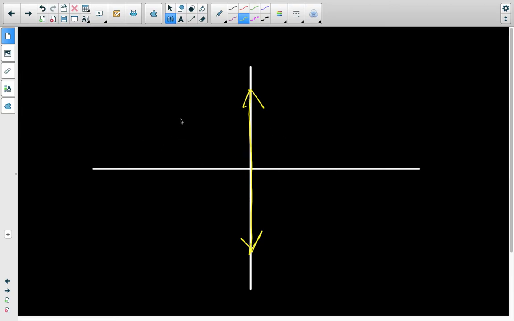And I'm going to pick an image. Now I'm going to pick an object that's really close. So here are my focal points. And I'm going to pick an object that's right there. Hope I did this okay. And remember the rules. One, the first ray through the center is unrefracted.